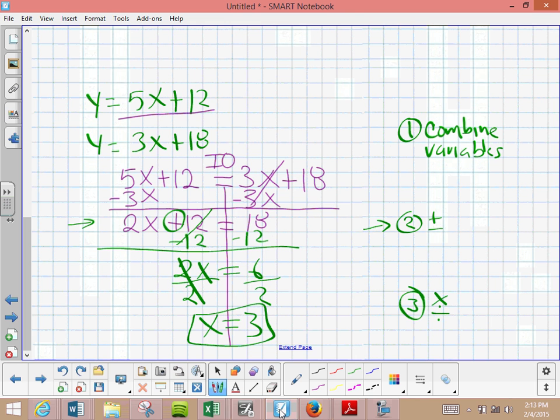What is the goal, guys? To find the value of x, right? That means I need to get rid of whatever is around x. So I wouldn't mess with the 18, right? I don't care about the 18. I want the 12 and the 2 to go away so I can have x by itself. Do we understand that part?